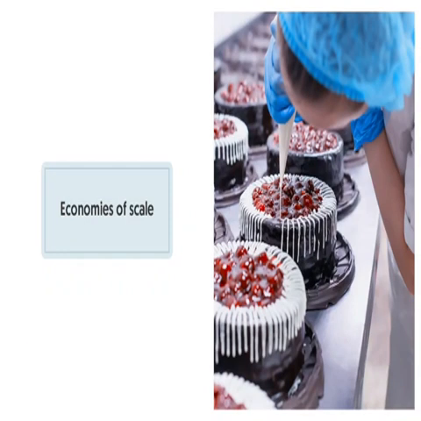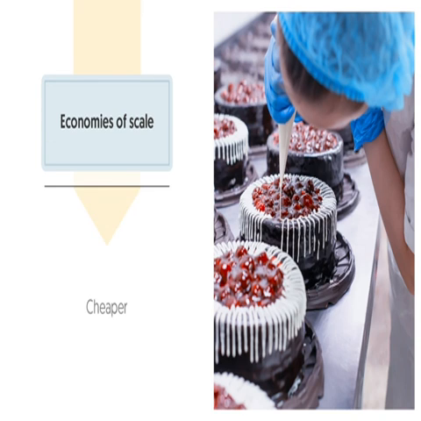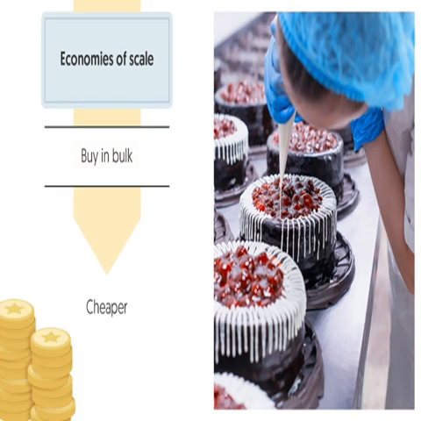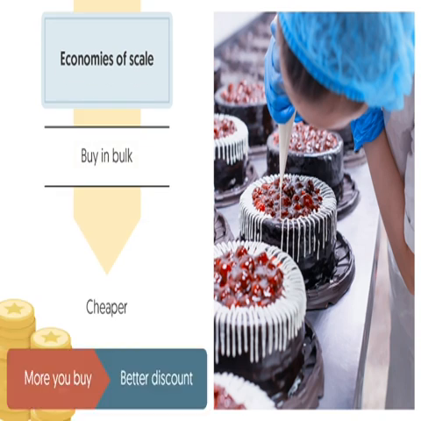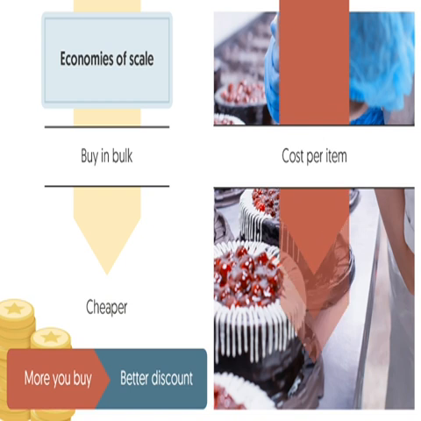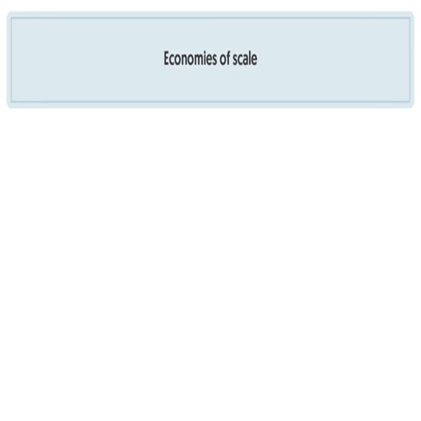In this pod, we're going to look at what economies of scale are and how businesses achieve them. Have you ever heard that when you buy in bulk, you can get it cheaper? What this means is that the more items you buy, the better discount you can negotiate, so the cost per item decreases. This is an example of economies of scale. It's not a definition, but just one example.